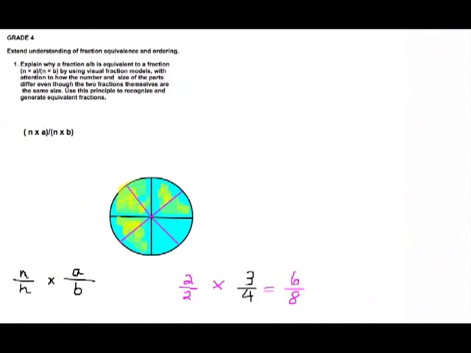But again, notice what we're doing with the 2 over 2 in this case is we're cutting up each of the original 3 pieces into smaller ones.